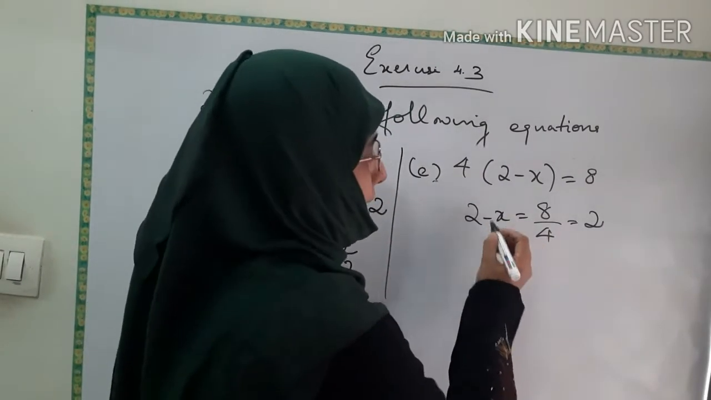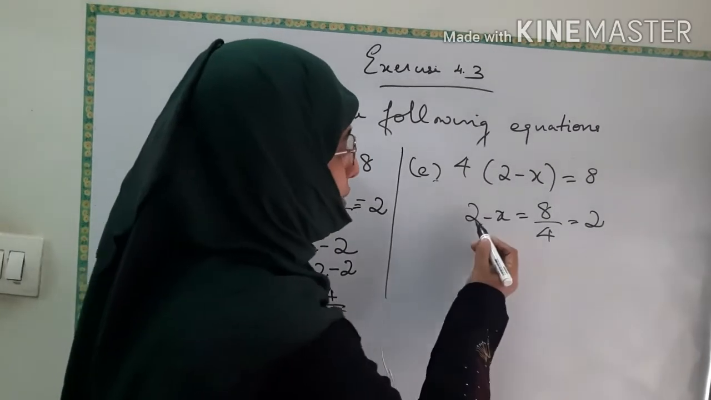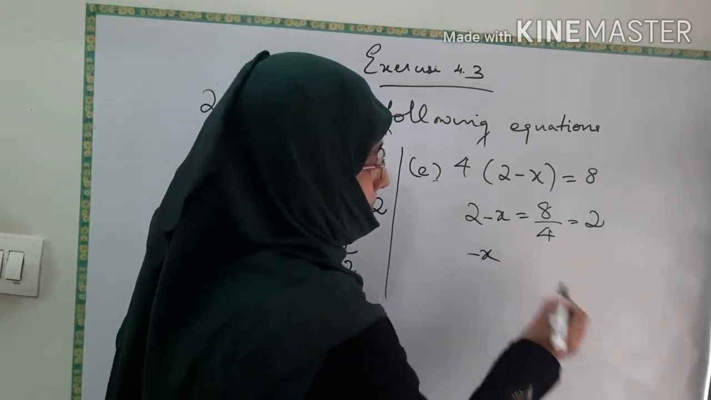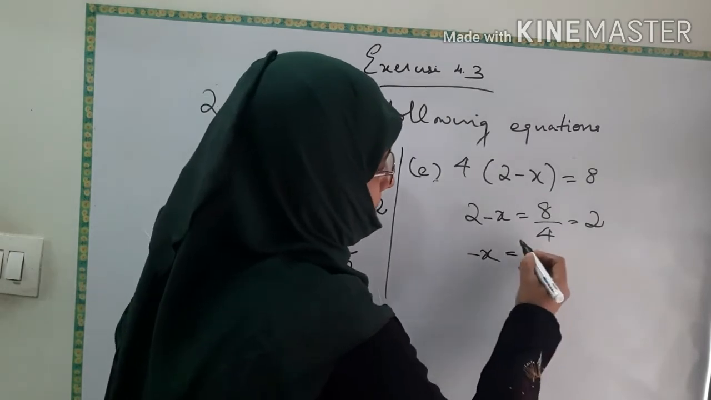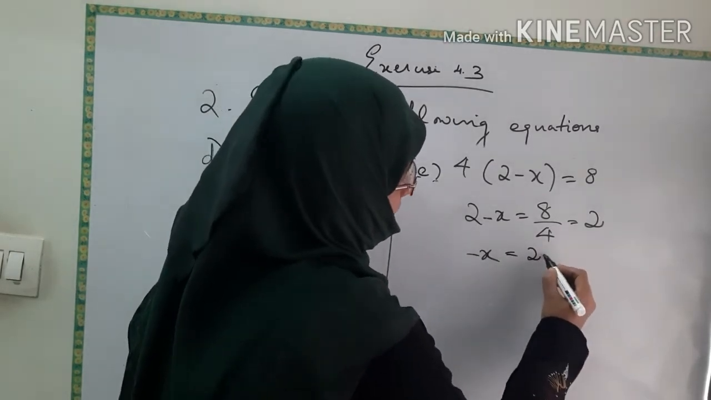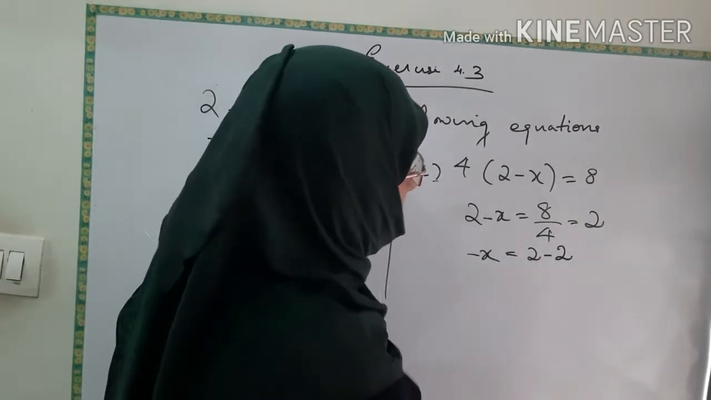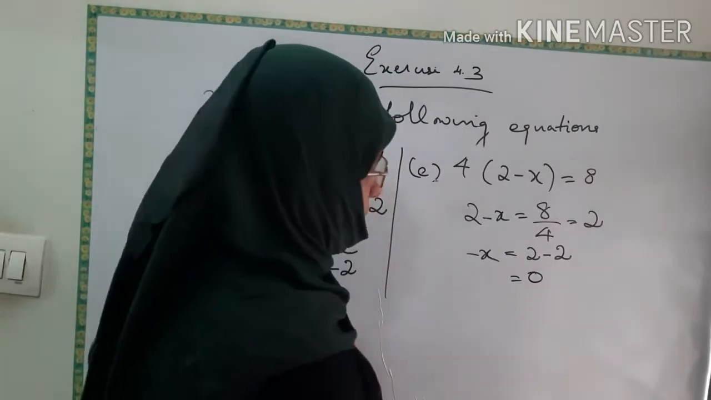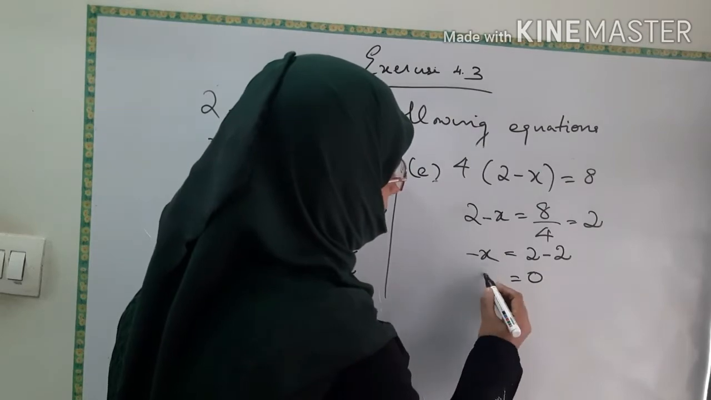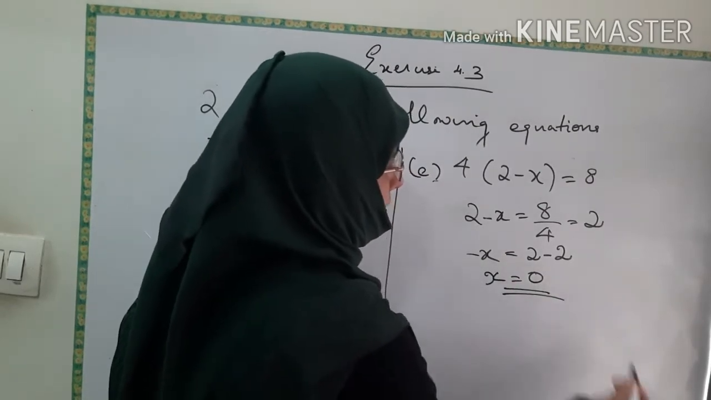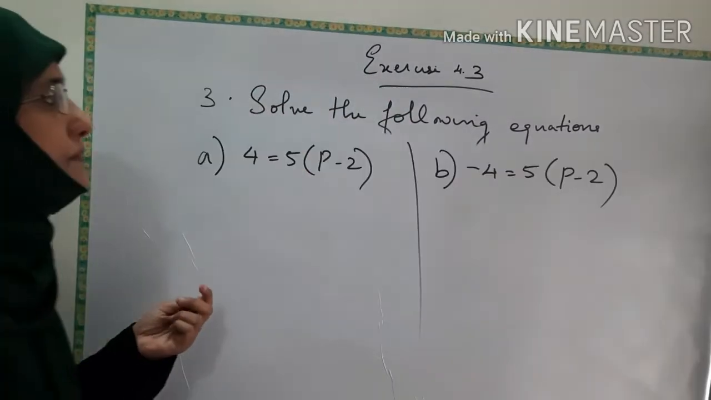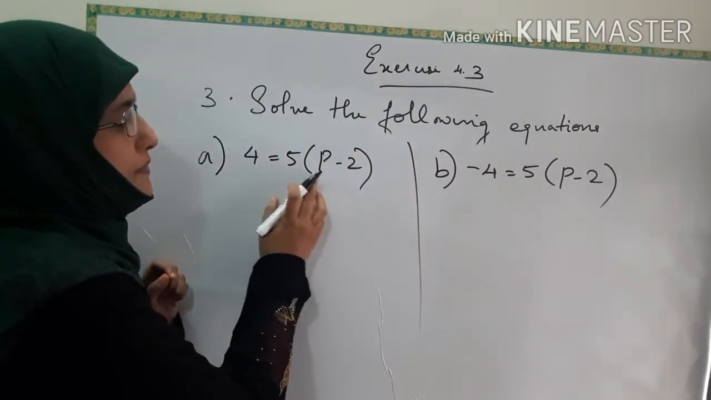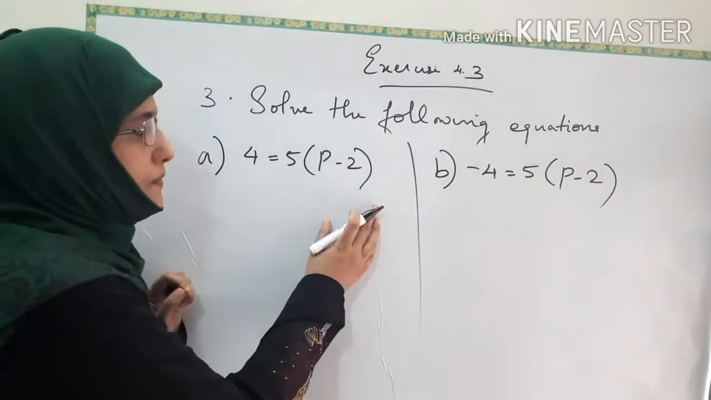Then what will you do? Take this 2 to the other side. So here minus x is there. When 2 goes to the other side, it becomes minus 2. 2 minus 2 is 0. So minus x equal to 0. So x will be 0.